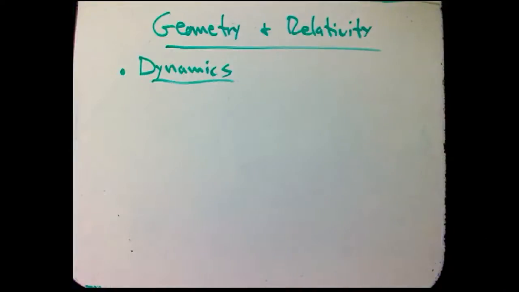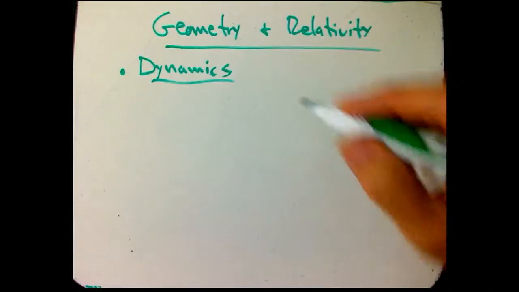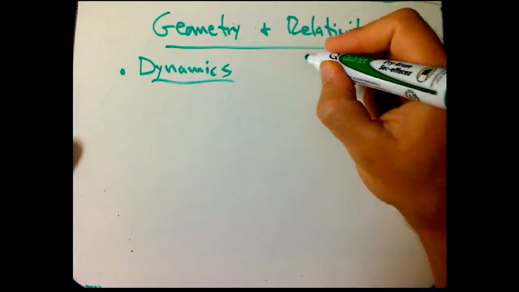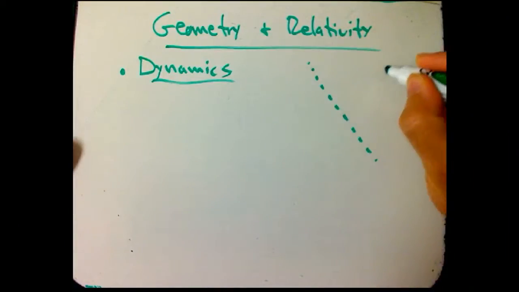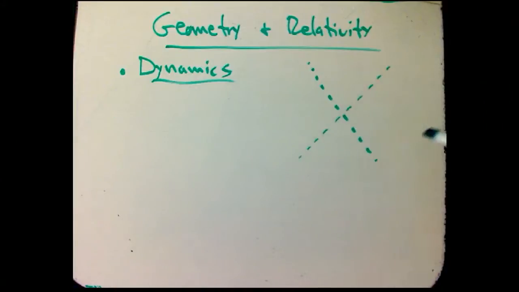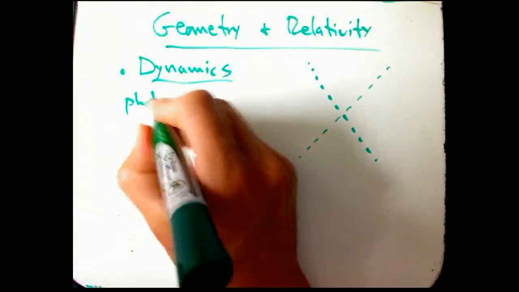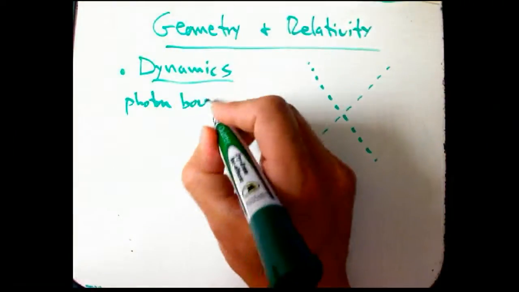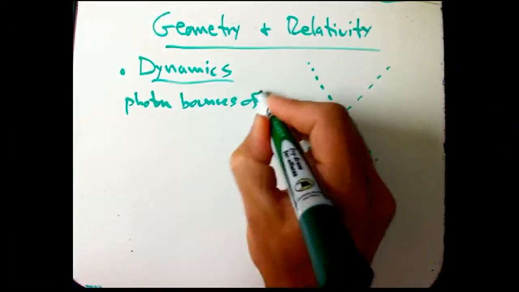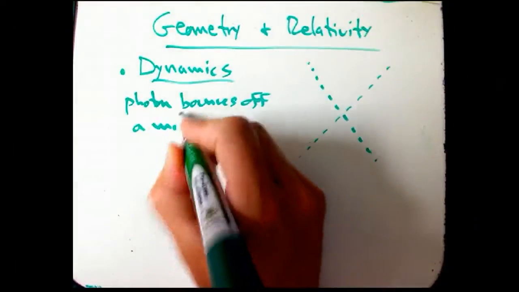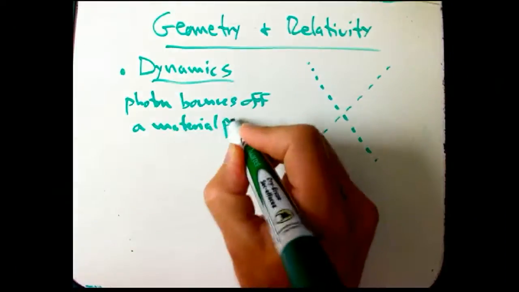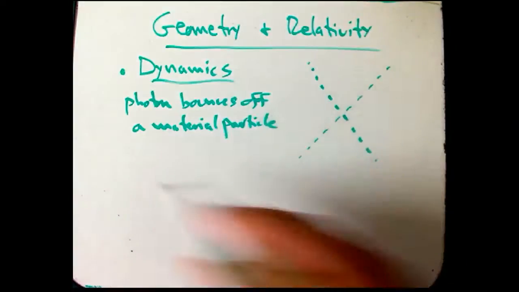Let's continue thinking about dynamics in relativity from this geometrical perspective. Let me just show you one more example of the two pictures that we now draw. There's the world line picture, and then there's the momentum picture. Let's look at a photon that bounces off a material particle, and it changes the velocity of that particle.